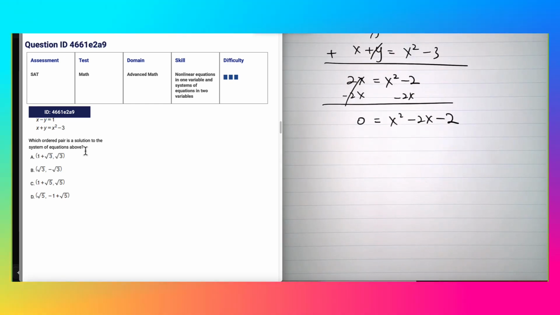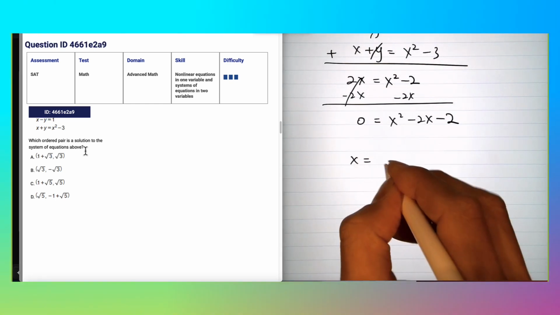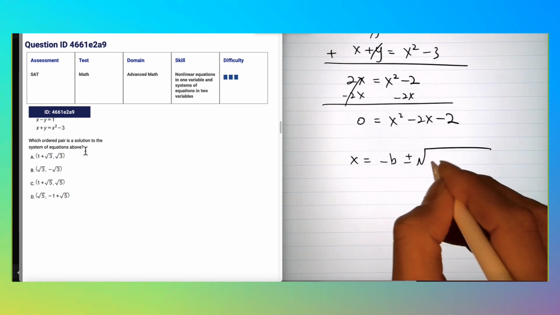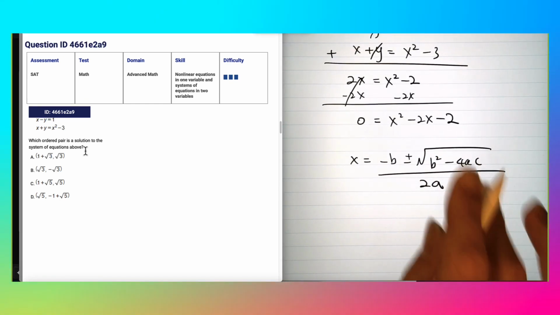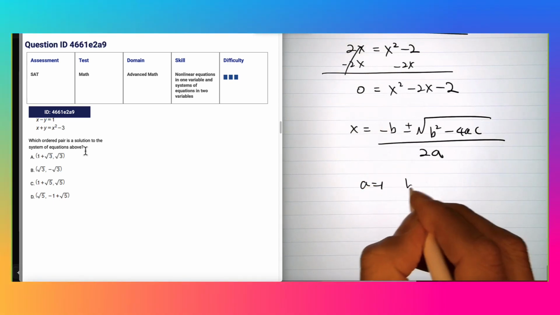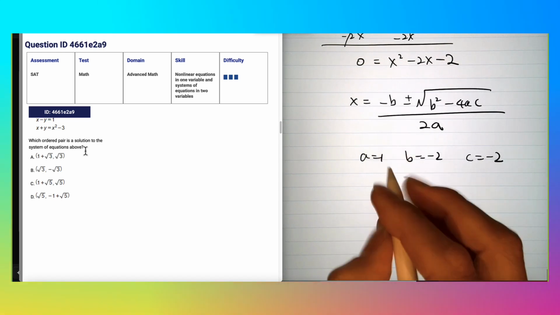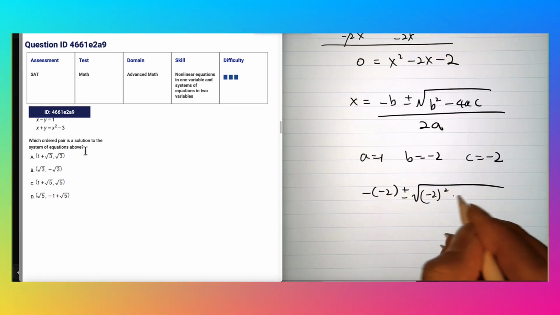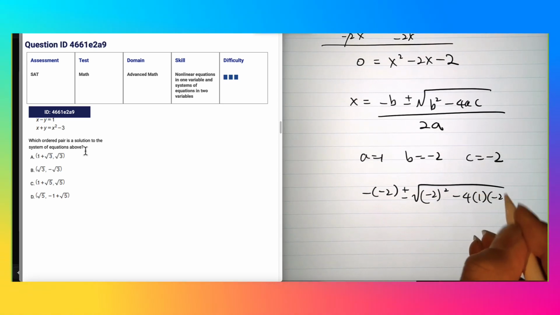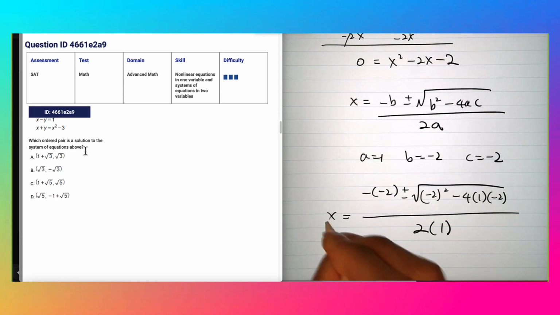So what can we do? There are several ways, but I think I will just use the quadratic formula. So recap: x equals negative b plus or minus the square root of b squared minus 4ac, all divided by 2a. We know that a equals 1, b equals negative 2, and c equals negative 2. Let's plug it in. Negative negative 2 plus or minus the square root of negative 2 squared minus 4 times 1 times negative 2, all divided by 2 times 1. And that's equal to x.